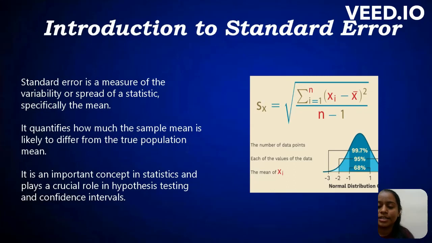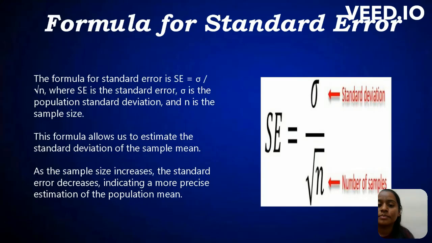Introduction to standard error. The standard error is the measure of the variability or spread of a statistic, specifically the mean. It quantifies how much the sample mean is likely to differ from the true population mean. It is an important concept in statistics and plays a crucial role in hypothesis testing and confidence intervals.